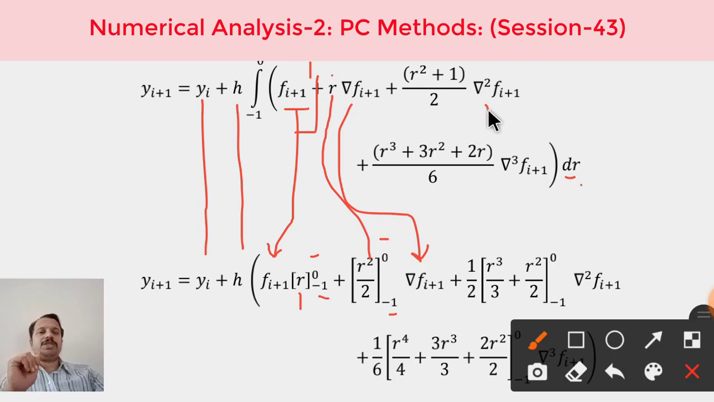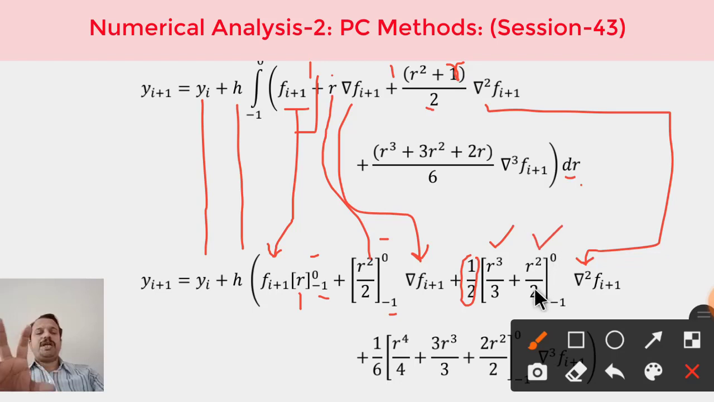Now the third term. In the third term, this del square fi is a constant. Keep it as it is. Again this 1 by 2 is also a constant. Let us keep it as it is here outside the bracket. Now the only thing we have to deal with is r square plus r. Integration of r square is r cube by 3 plus integration of r is r square by 2. So integration of this quantity is over. Lower limit is -1, upper limit is 0. So we have completed the third term.